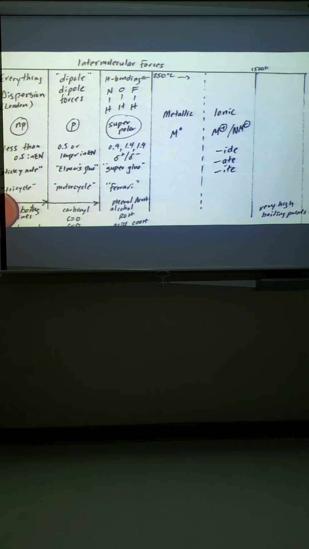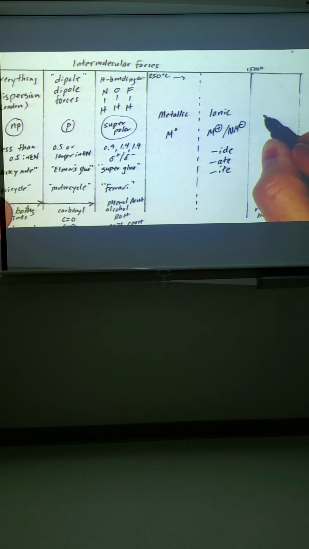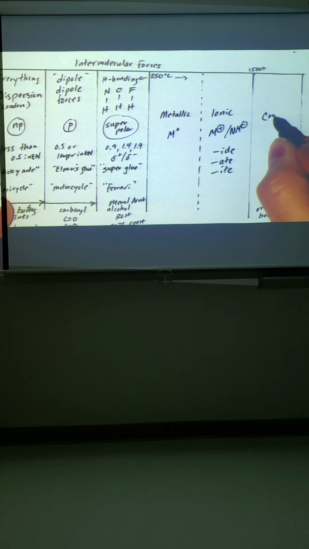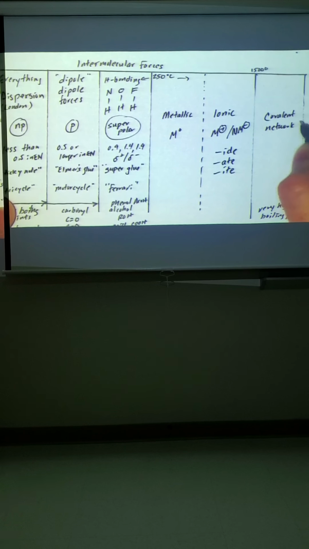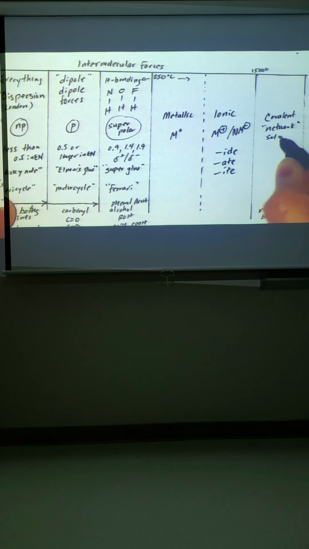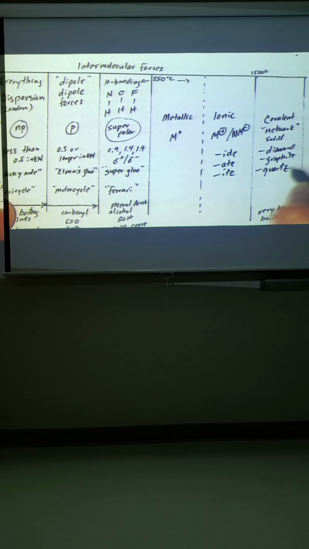And then our last category, the strongest of all, is what we would call a covalent network. So a lot of them, these are called just network solids. And these are things like diamond and graphite and quartz. Those are really the ones that show up in the homework.